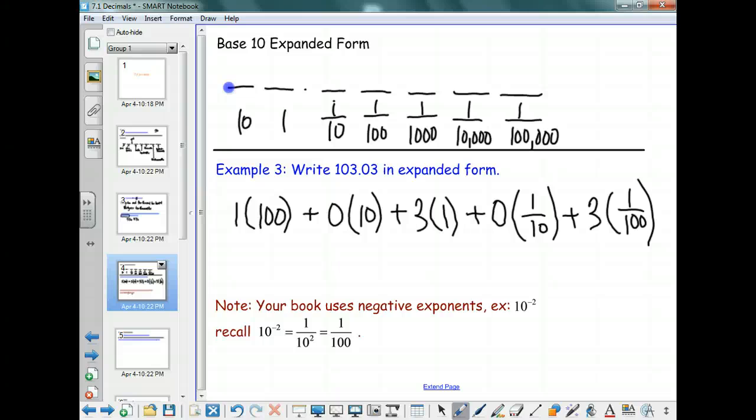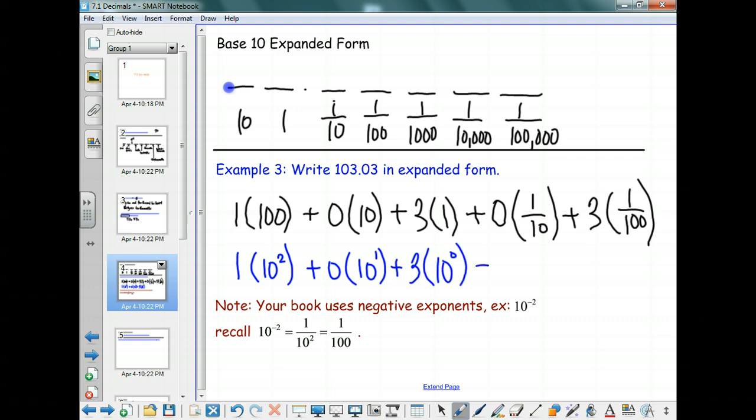Let me show you what your book does, and there's nothing wrong with it, but what it does is it sort of hides the whole purpose behind what we just wrote. Your book will do this, and you actually alluded to it a little bit, Kayla, before. It will take each of these and write them as a power of 10, and that's great. We can write them as a power of 10, there's nothing wrong with it, but it really hides what's happening.